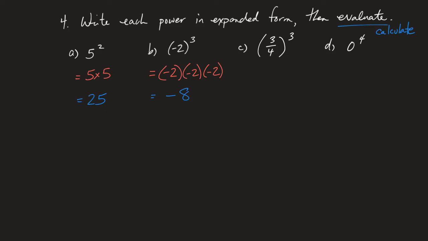Let's keep moving on to C. I need to write 3/4 cubed. So that tells me that I have 3 fractions of 3/4 all separated by multiply. Now I can go ahead and I can calculate it. And on top, I've got a 3 times a 3 times a 3. Well, 3 times 3 is 9, times 3 is 27. And on the bottom, I've got 4 times 4 times 4. So 4 times 4 is 16, times 4 is 64.